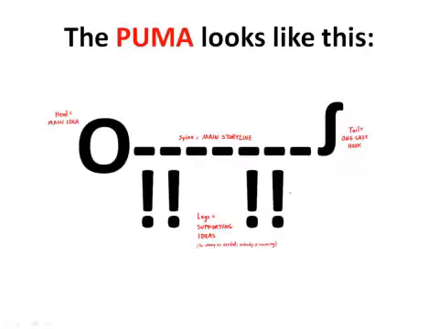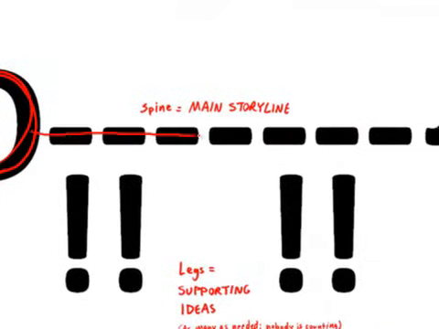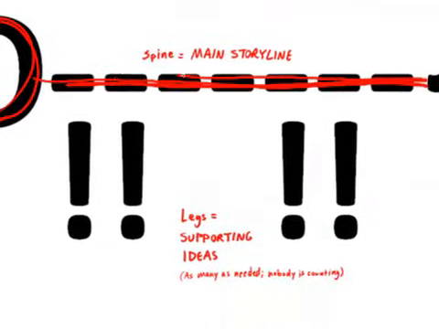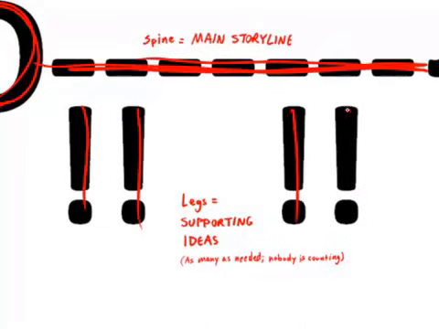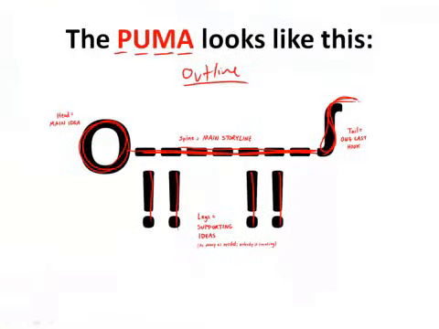The explanation is our storyline for today. We're going to use the Puma. The Puma, of course, is our presentation's underlying message architecture. Sometimes people call this an outline, but we're going to focus on calling it a Puma. The idea being the head is the main idea, the spine is the main story structure, the legs become all of our supporting anecdotes, and we give one last swish of the tail as we conclude our presentation.